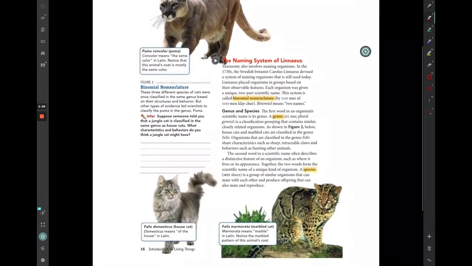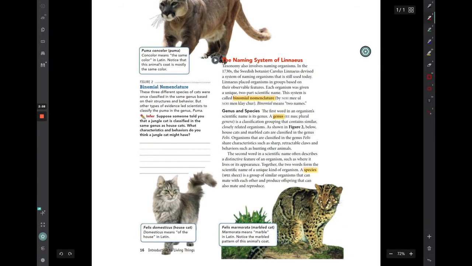There's a very specific way that we name organisms when we find them. And the person who came up with this naming system is Carolus Linnaeus, the person who devised the system of naming organisms that we still use today. And it's a two-part naming system that we call binomial nomenclature. Binomial means two names. And that name comes from the genus and the species of the organism.